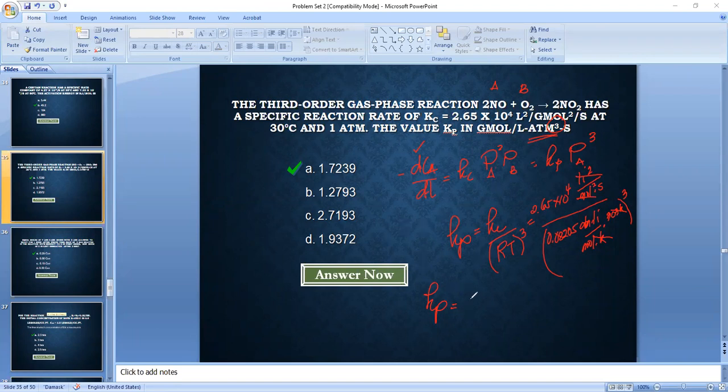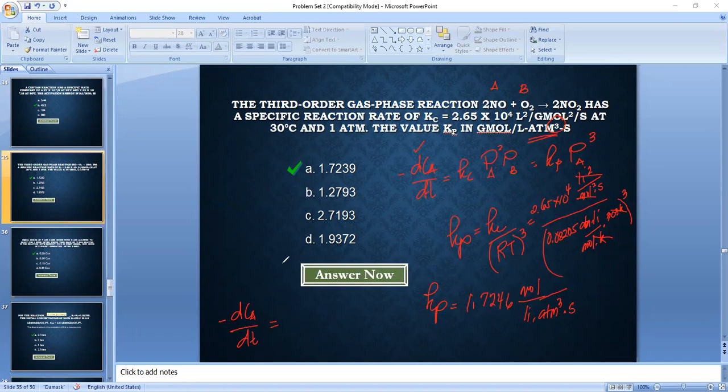So it's 1.7246. So your set of units now, the mole goes up, the liter remains here, and you have the atmosphere raised to 3, and you have the unit also for time, which is in seconds. This is really, class, very self-explanatory, because if you're going to write your rate in this form, wherein your set of units will be mole per liter per second, your KP should have this set of units.